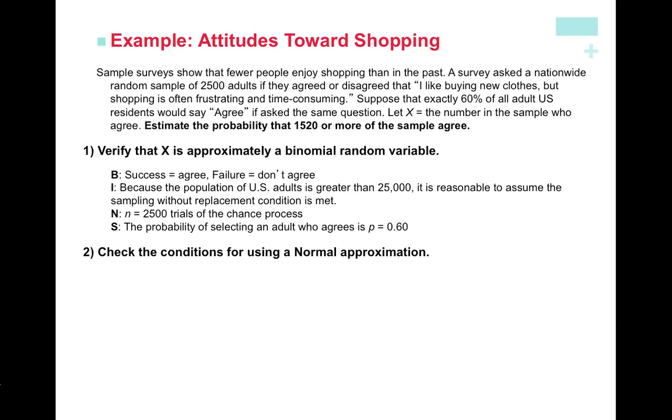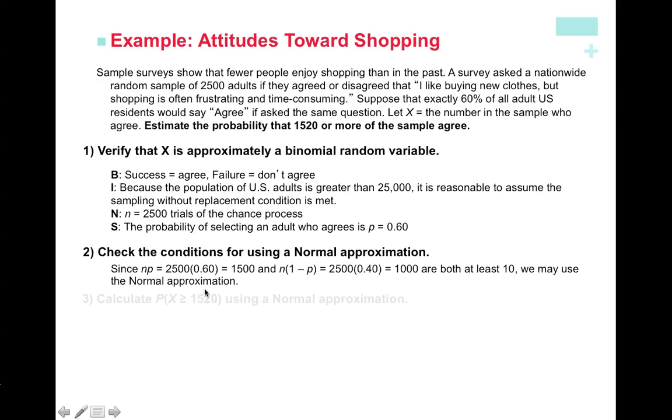N equals 2,500. There we go, a fixed number of trials. And the probability of success is 0.6. Cool. So it's binomial. The only little tweak is with the independence, but our sample size is sufficiently small compared to the population. It's less than 1/10. So to test if we can use a normal distribution, we have to check n times p, the number of successes we're expecting, and the number of failures, n times 1 minus p. 1,500 and 1,000, those are both at least 10. We can use a normal distribution.